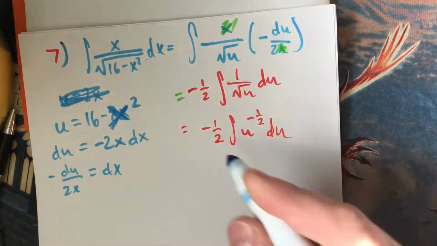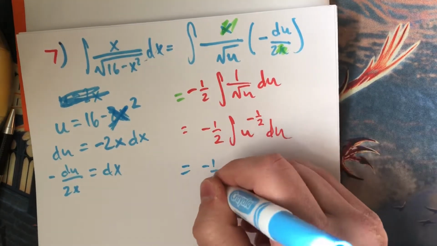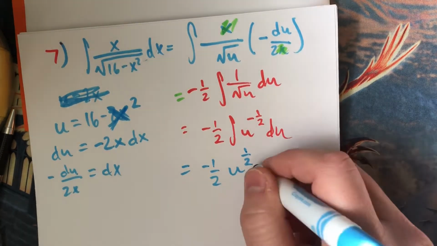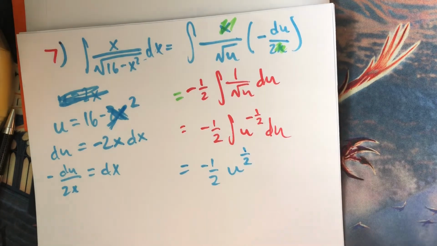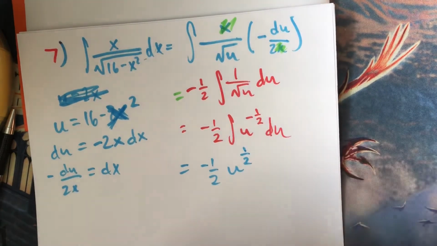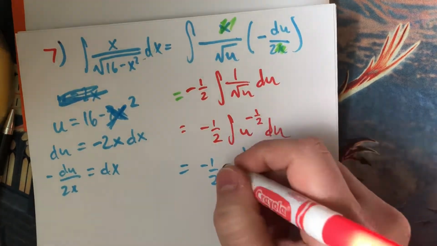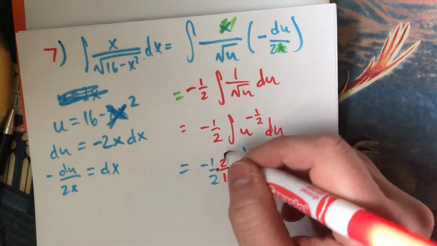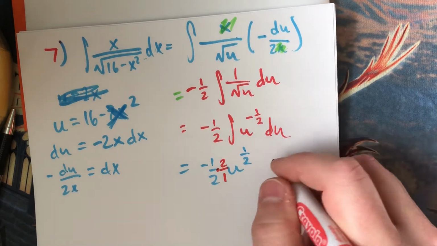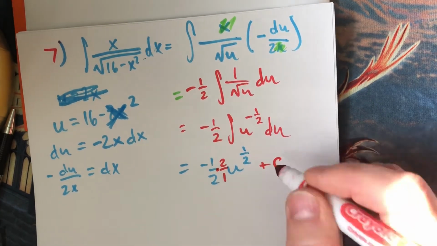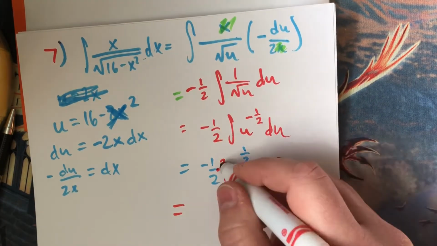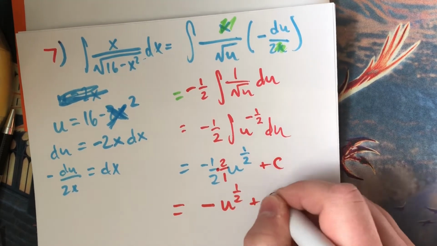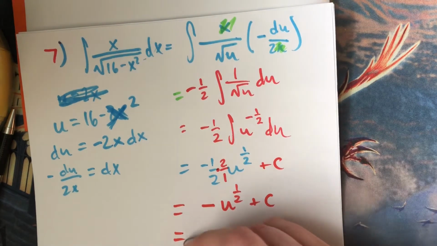So then our integral for it, we just add 1 to the exponent, right? And then divide by the new exponent. Remember, to divide by a new exponent, you multiply by the reciprocal. So I divided by 1/2, which is multiplying by 2. And then plus c. So final answer here, well, the 1's cancel out. We get negative u to the 1/2 plus c. Remember, u to the 1/2 is the same as saying square root of u.